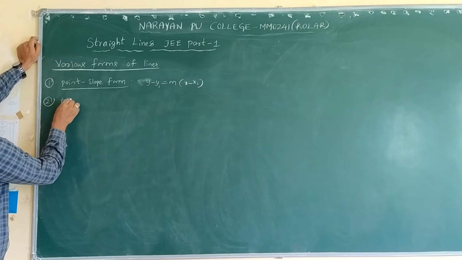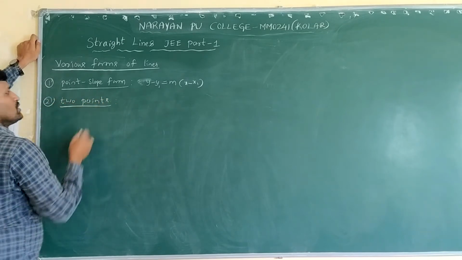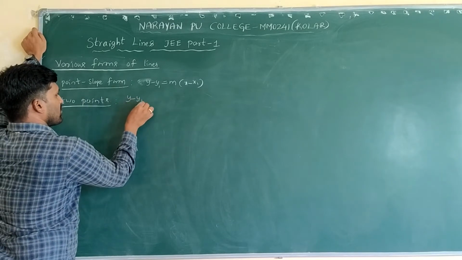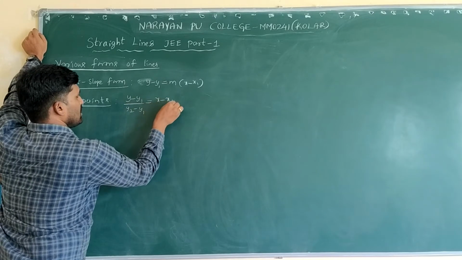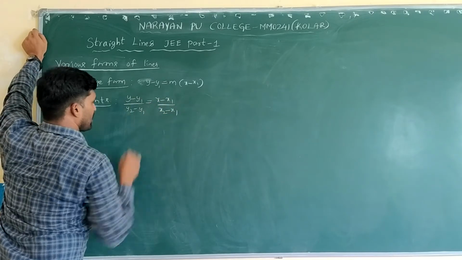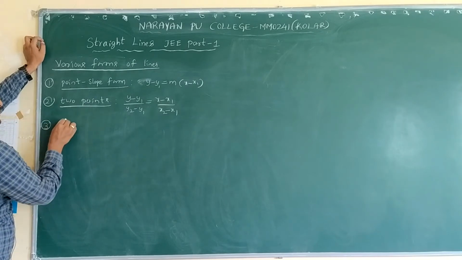Next, 2 points form. 2 points form is y minus y1 by y2 minus y1 is equal to x minus x1 by x2 minus x1. Next, third one, slope intercept form.